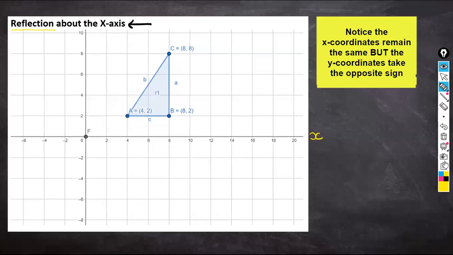So here's what I want you to do. I want you to pretend that this horizontal line here is a mirror. And you are this triangle. And you are going to pretend, so they're going to draw some eyes here and a little mouth. And you are looking into the mirror. Remember, the mirror is the x-axis, right?